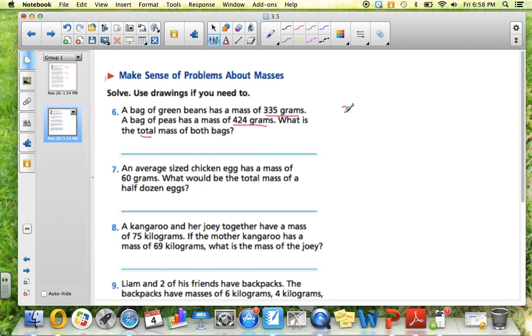So what we're going to do is take that bag of green beans and add it to the bag of peas, 424. And that will give us our total. And the answer to that, my dears, is 759, that's a 9, grams. And make sure you write grams after your answer because you need to label.